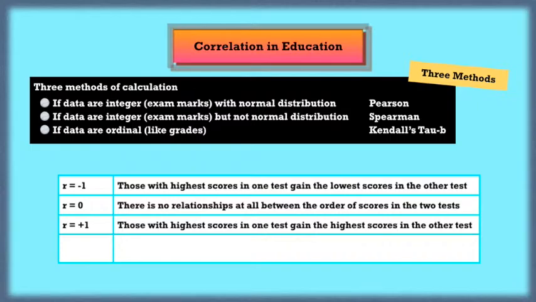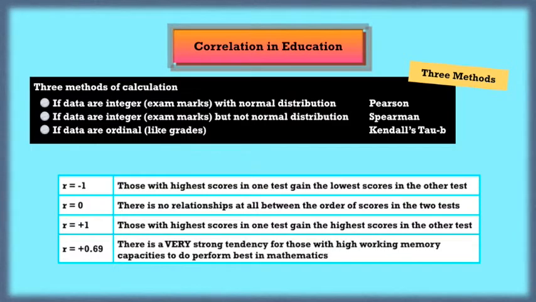If the result had been +1, it would mean that the order of scores was exactly the same in the two tests. Those who were highest in the first were highest in the second, and so on, down to the order of merit. Now the researcher here got 0.69. That's a very high value. It means there's a very strong tendency for those with high working memory to perform best in mathematics.